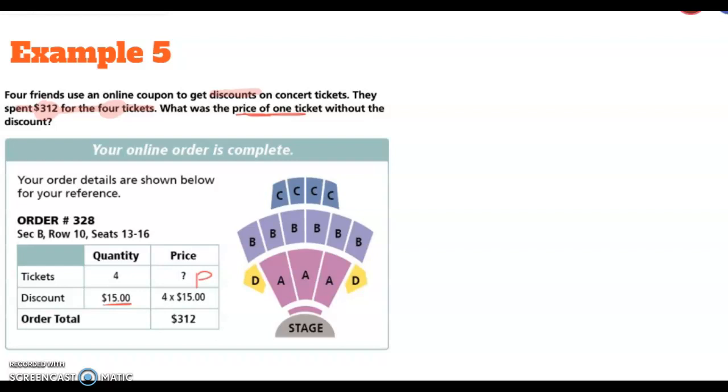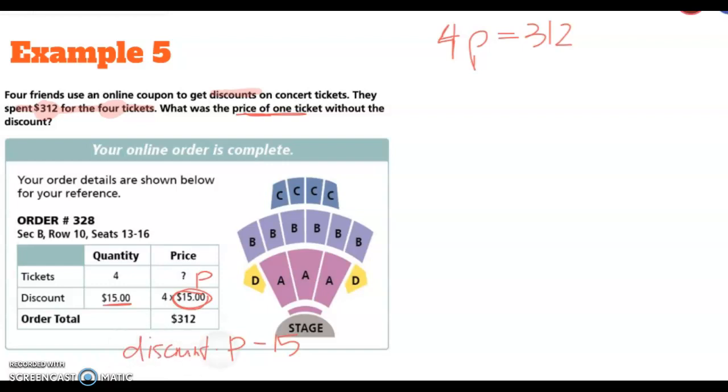Well, if I were just trying to figure out how much they spent, let's pretend there was no discount. I would just have 4 tickets at the price P, so 4P would equal 312, right? That's if there were no discount. But I know that I had a $15 discount on every single ticket. So that means the discounted price is P minus $15, right? So this is the discount price.